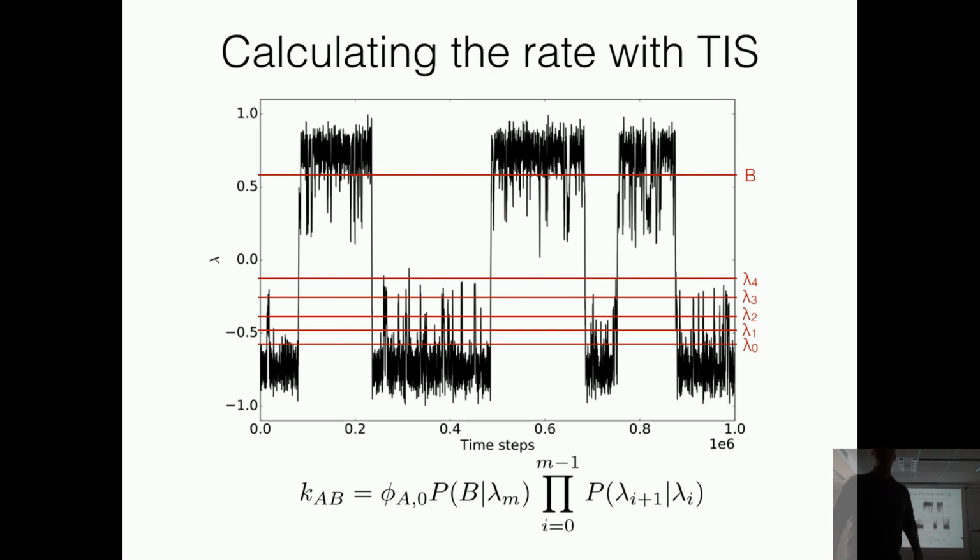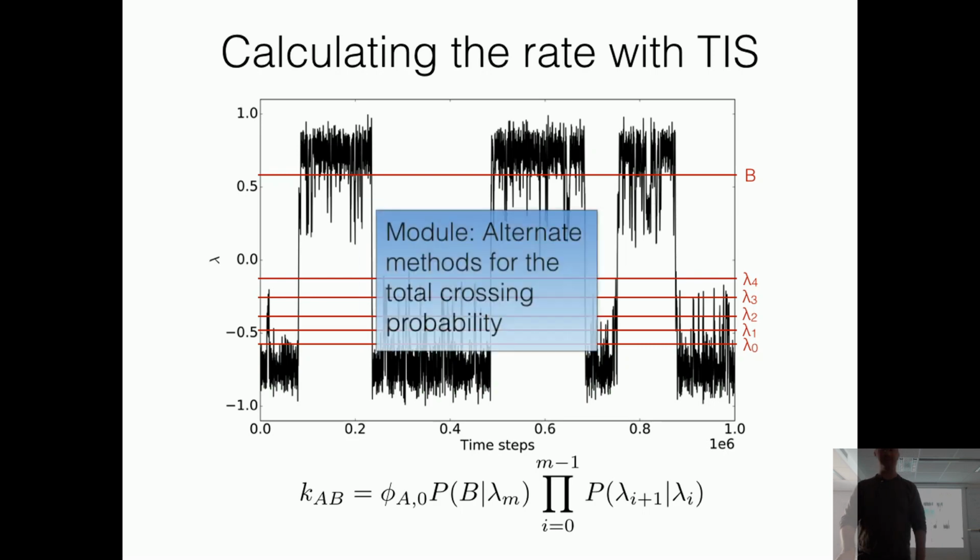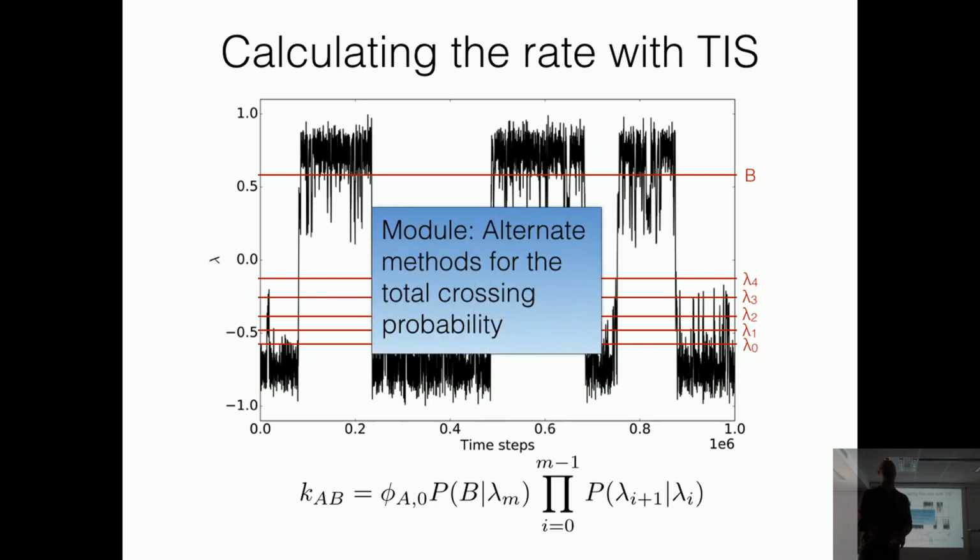In practice, we don't actually just calculate these products, and we don't calculate each of these terms in the product and multiply them together. There are histogram combining algorithms that are improvements on that. So we use an approach based on the weighted histogram analysis method, or WHAM. But there are also other approaches that have been developed, and that's another one of the modules that I suggested: you can use some of these alternate methods for calculating the total crossing probability and implement some of those.